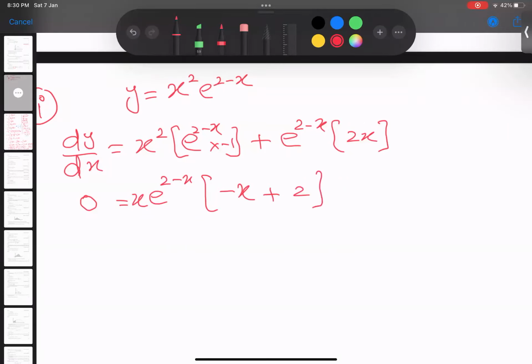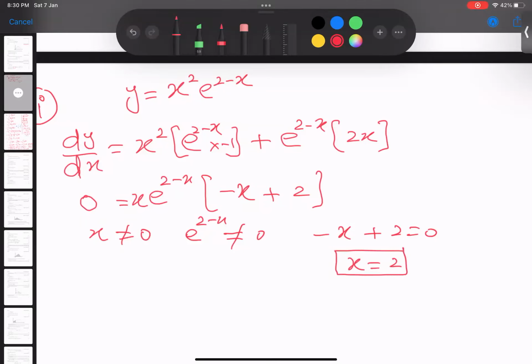Then you can say, when a product of one number, two numbers, three numbers equals 0, either the first part equals 0, or the second, or the last one. But you know very well that x cannot be equal to 0. Same approach, e to the power 2 minus x cannot be equal to 0. So only one part is left, x minus 2 equals 0. Short story, x equals 2 is my answer. So proved.